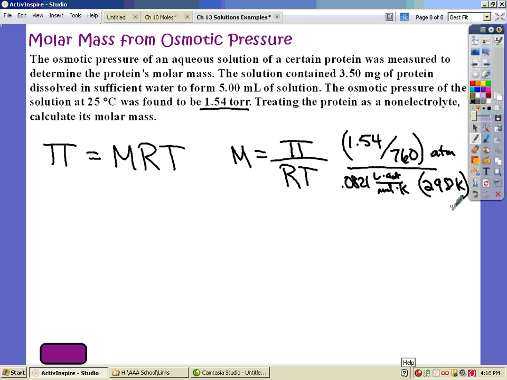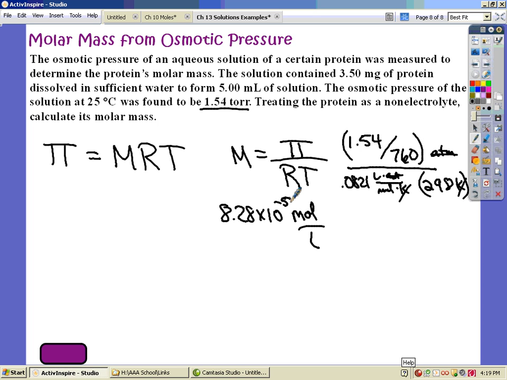Now I've plugged all my units in here because I want to show you things canceling. I have atmospheres are going to cancel there. Kelvin's going to cancel here. And I'm going to be ending up with liters over moles in the denominator. So what that's going to do is end up flipping up top. And I'm going to end up with a unit that is moles per liter, hence the molarity. So as I did all that, crunched it all out, it came out to 8.28 times 10 to the minus fifth moles per liter.